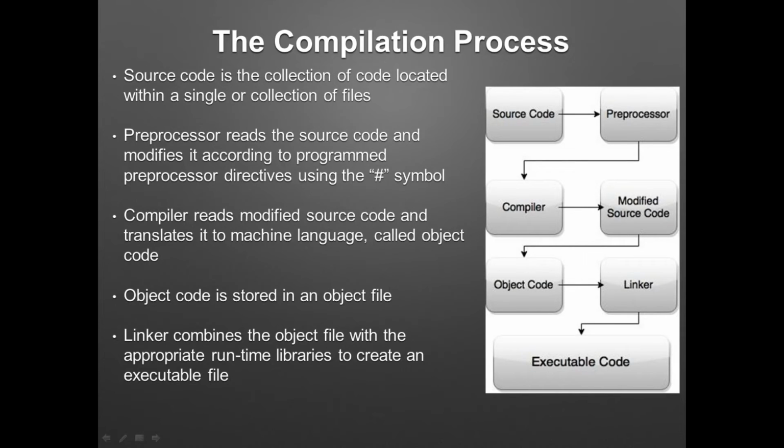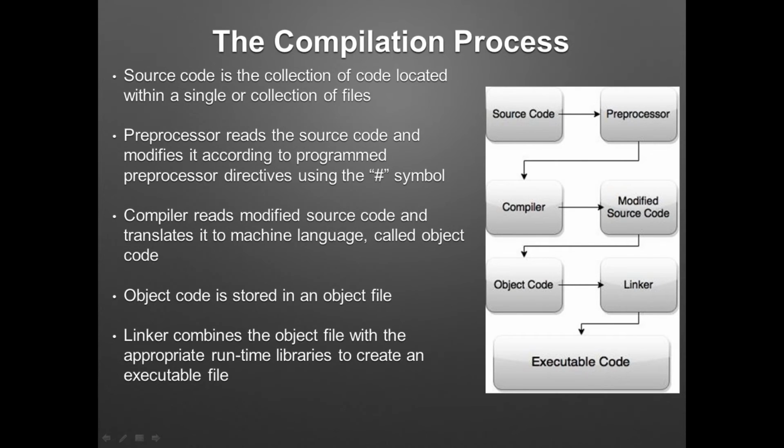The source code is looking at the preprocessor. And what is the preprocessor? The preprocessor reads the source code and modifies it according to the programmed preprocessor directives. These are usually marked with a hash symbol, or a pound, however you want to call it, but it's this hash symbol. And then once the preprocessor has run, the compiler reads and modifies the source code and translates it into machine language, which is now called object code.